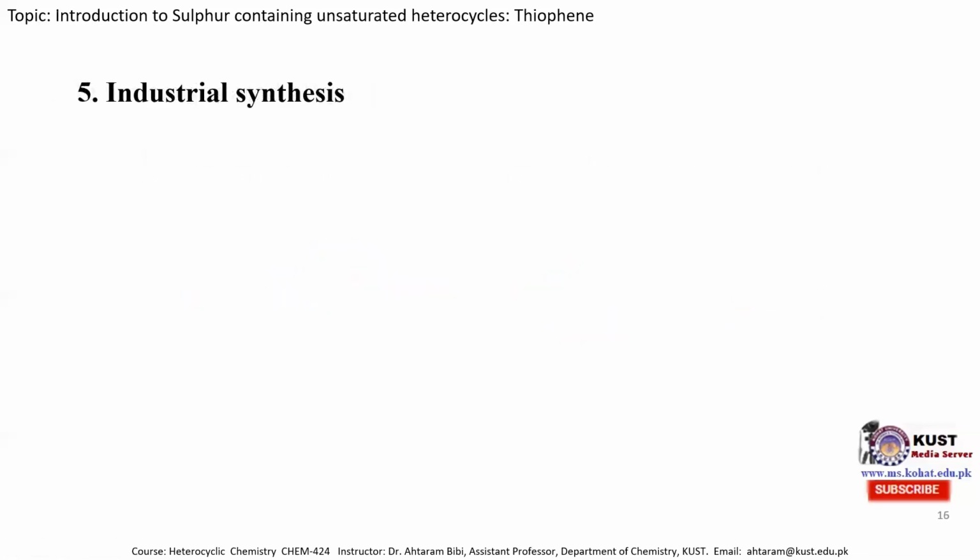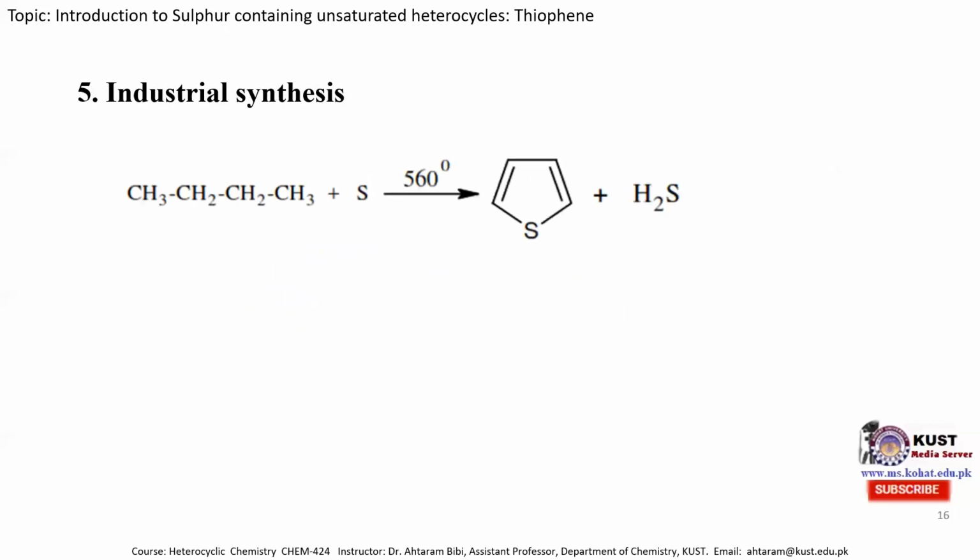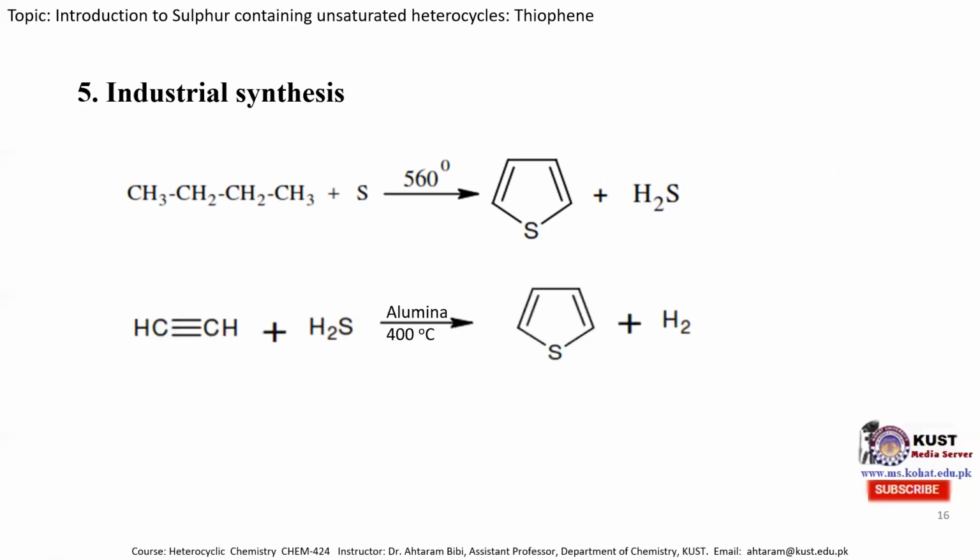The last one: there are some industrial methods available for the synthesis of thiophene. The first one is that when n-butane is heated at around 560 degrees centigrade with sulfur, it produces the thiophene molecule, and hydrogen sulfide gas is eliminated. The second industrial method is that when the alkyne is treated with hydrogen sulfide in the presence of an alumina catalyst at around 400 degrees centigrade, one can obtain the thiophene molecule with the elimination of hydrogen gas.